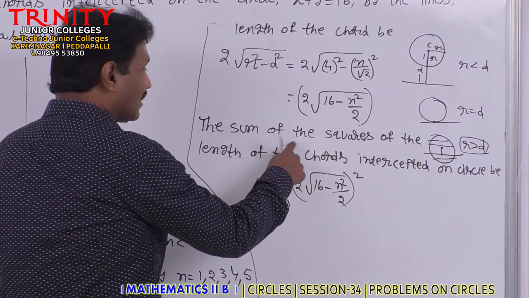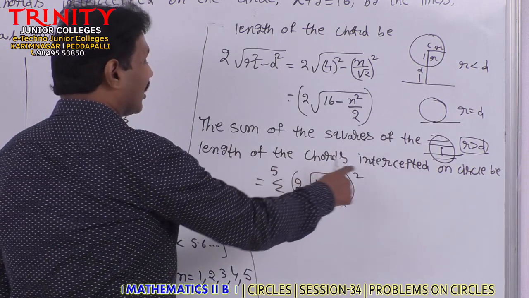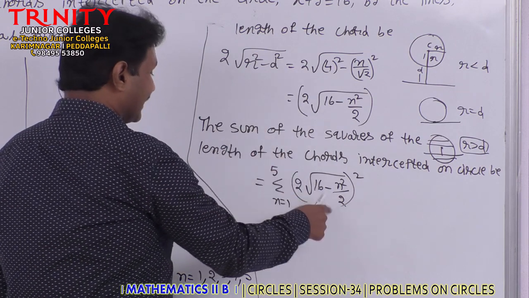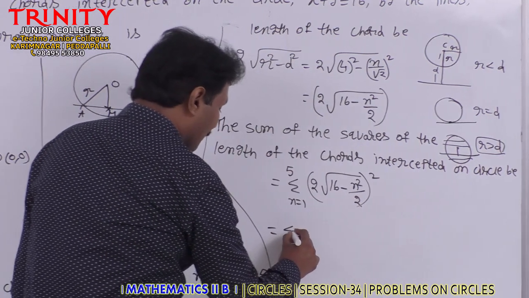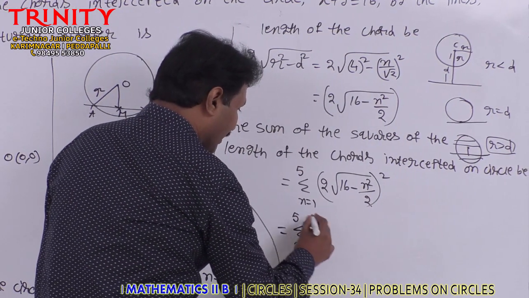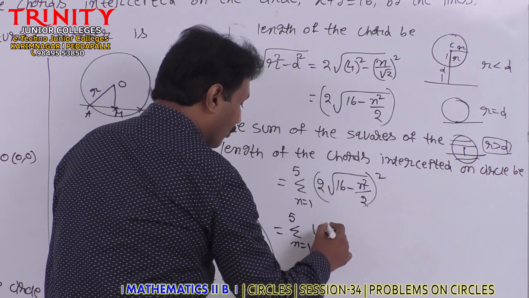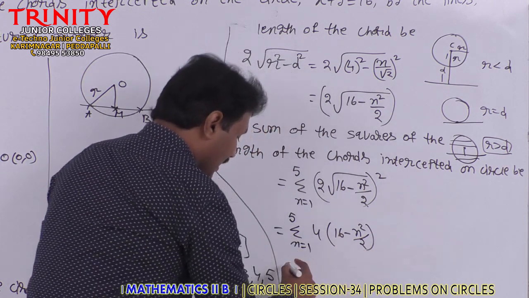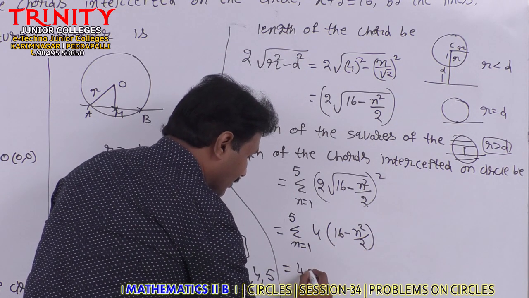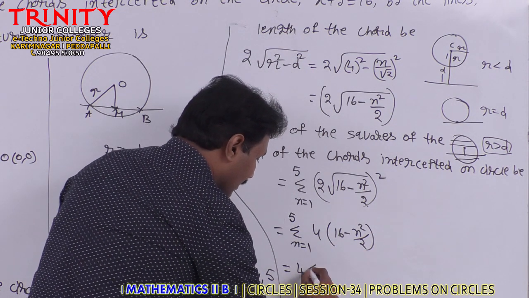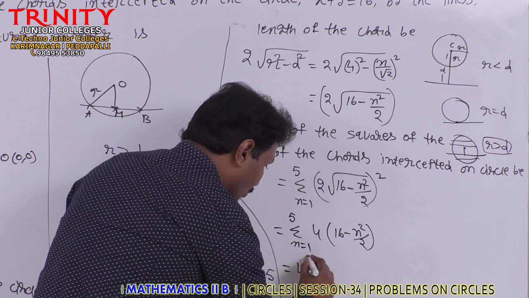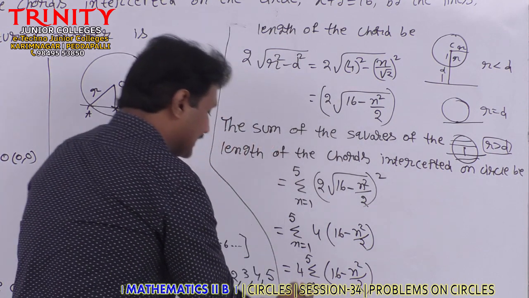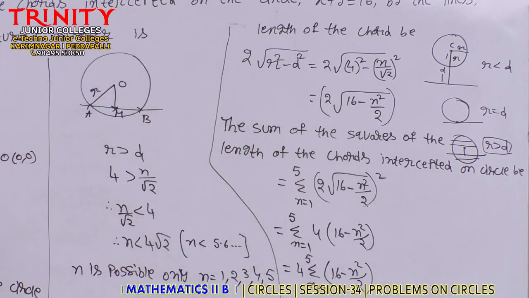The sum of the squares of the length of the chords, that means the length of the chords squared and added, equals summation n equals 1 to 5 of 4 into (16 minus n square by 2). That equals 4 taken outside, summation n equals 1 to 5 of 16 minus n square by 2.